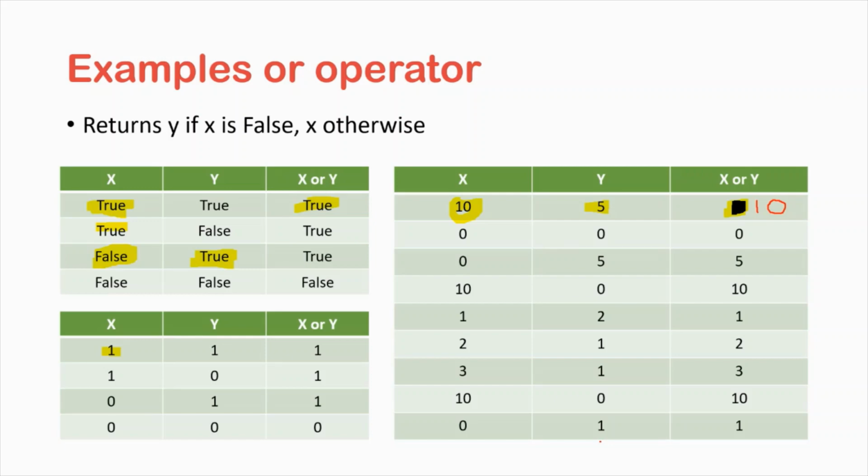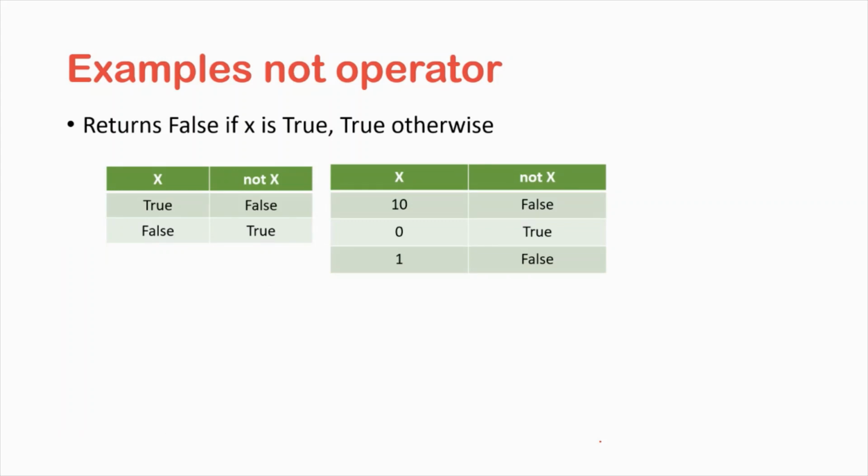Fine. Now we will come to the next slide. This is all about the OR operator. The next slide is the NOT operator. The NOT operator is basically, whenever we put NOT in front of x, for a true value it will return false, and for a false value it will return true. So when we have 10 and put NOT in front of x, it will return false. For 0 it will return true. For 1 it will return false. So this is all about the NOT operator.